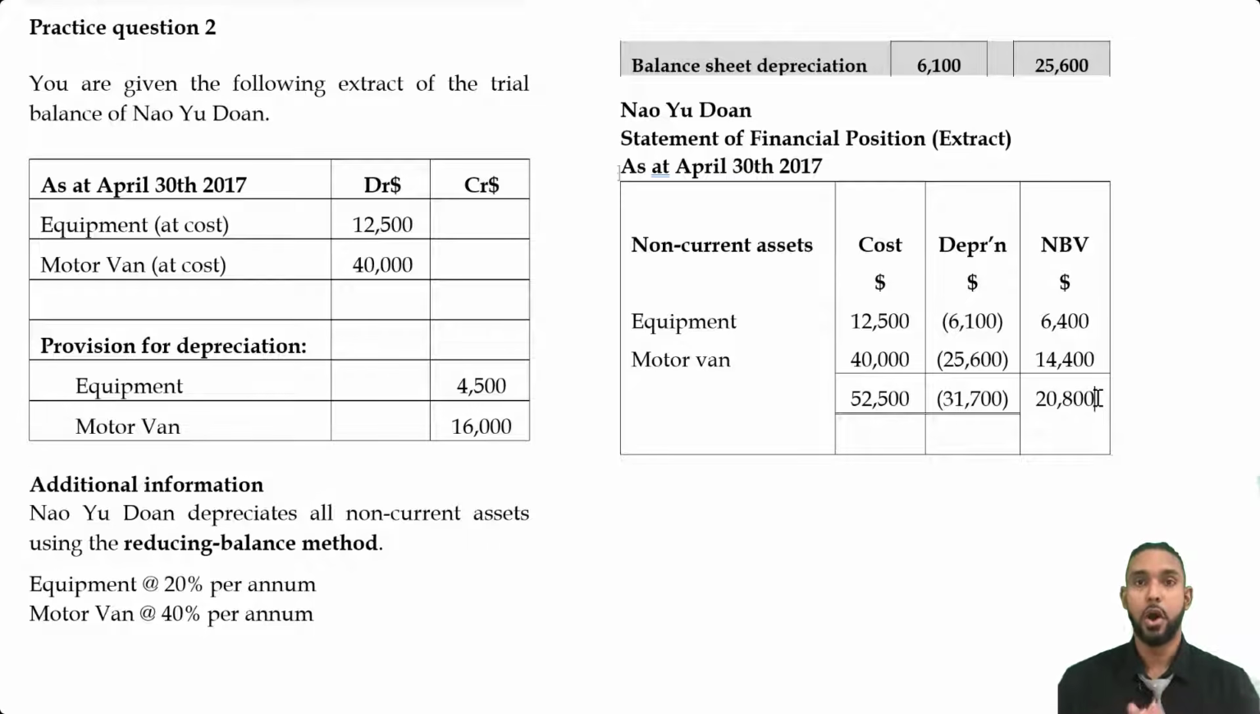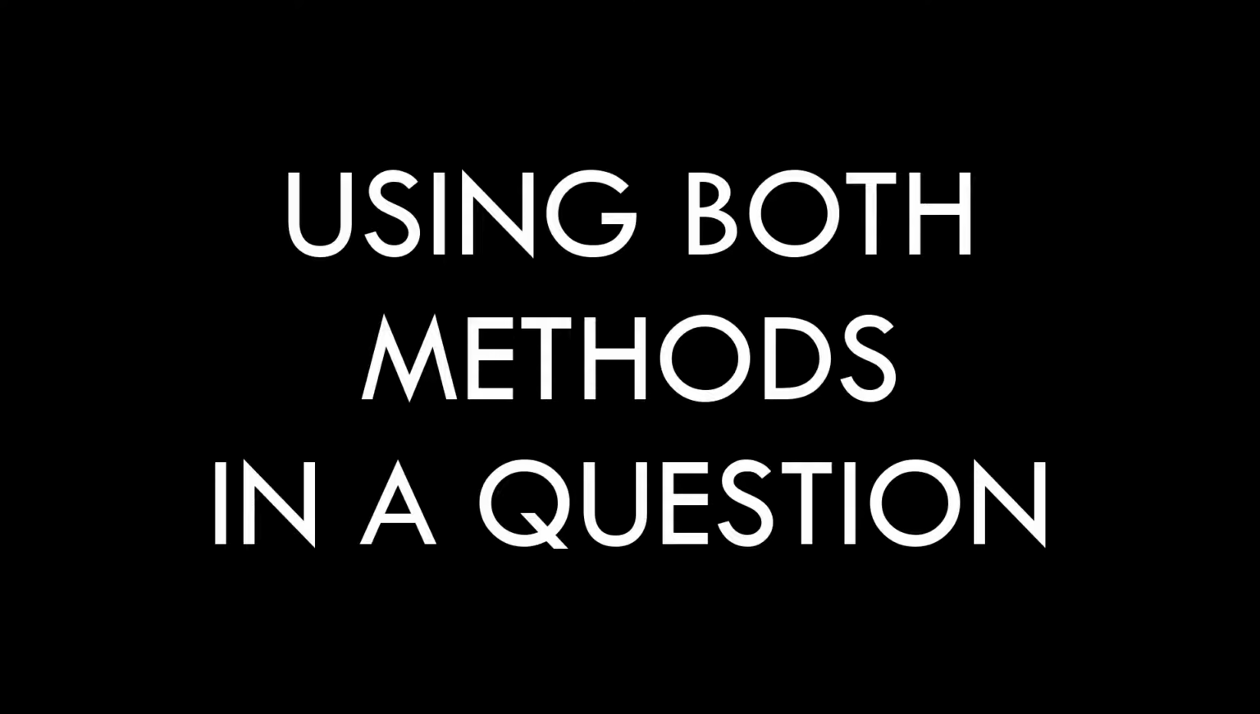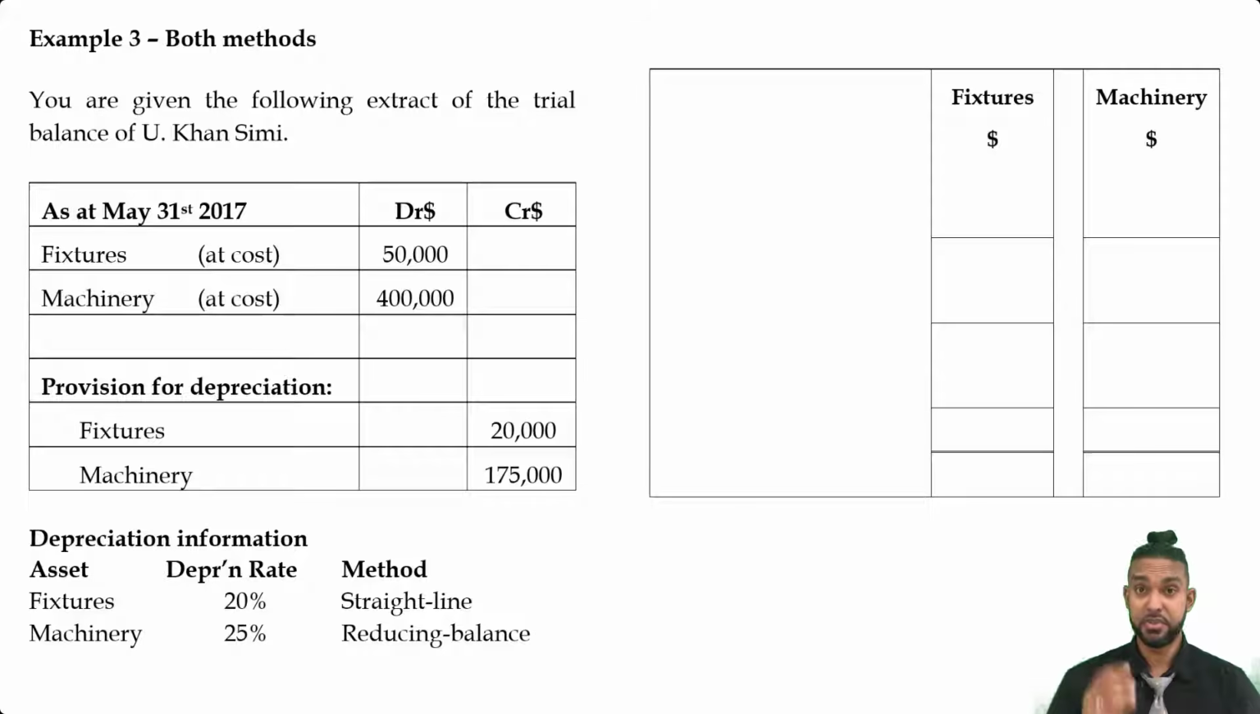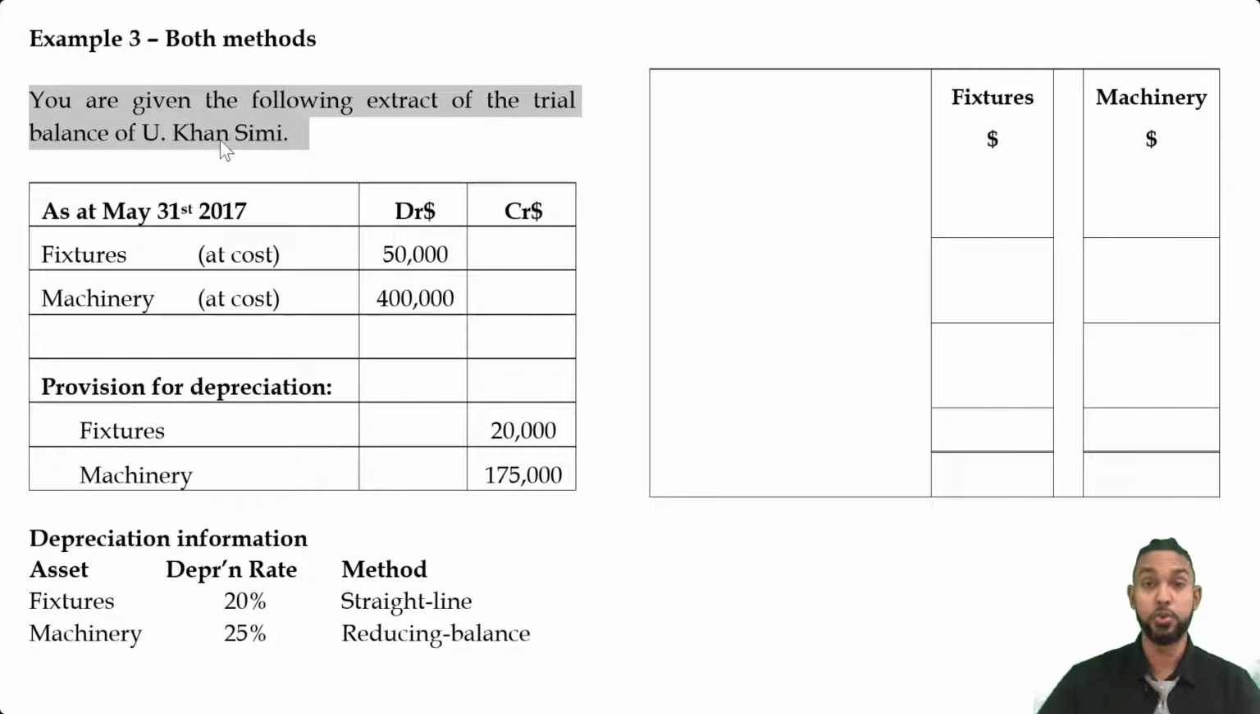Okay, all right. So I want to do one more example where we use both methods, and I'm going to give you guys one question to try using both methods as well. Okay, so in this example, we're going to take a look at how to use both methods in the same question. So it says you are given the following extract of the trial balance.